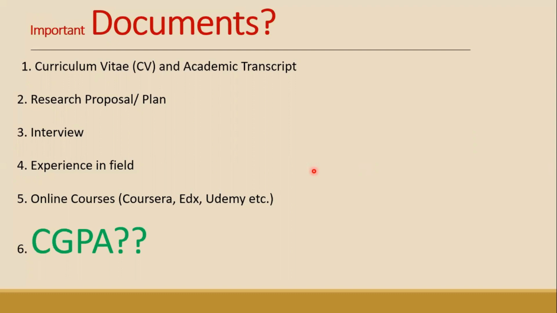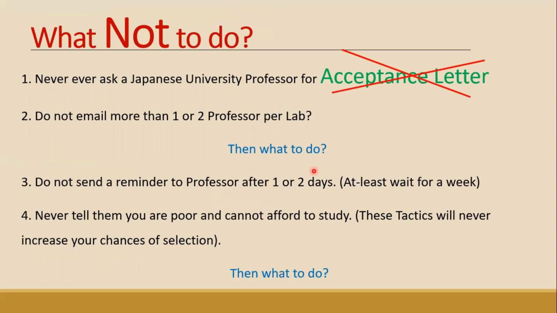So how do you catch the interest of your professor? I already made a video on email; it is in the description. Later on, he will ask you for a research proposal. So you just read the profile of the professor and make a very comprehensive and very good research proposal, I would say a complete research proposal. Then he will interview you, and what actually matters in this whole MEXT scholarship is your experience in the field. Online courses can help you, or publications you have, and the CGPA plays a very vital role in that.